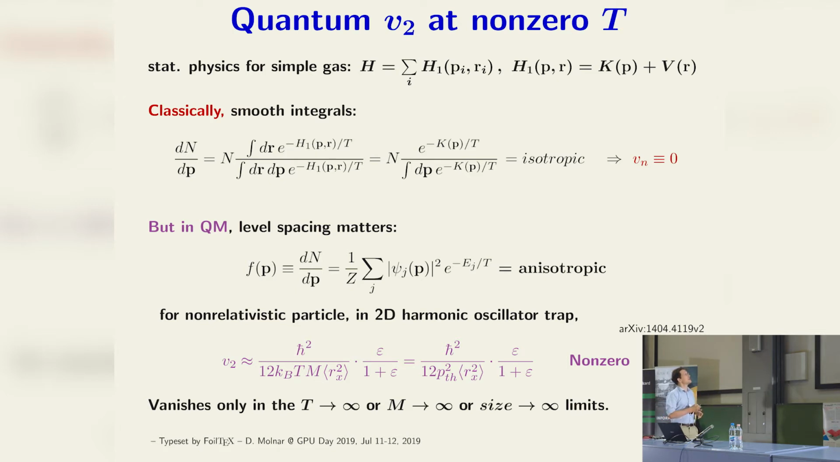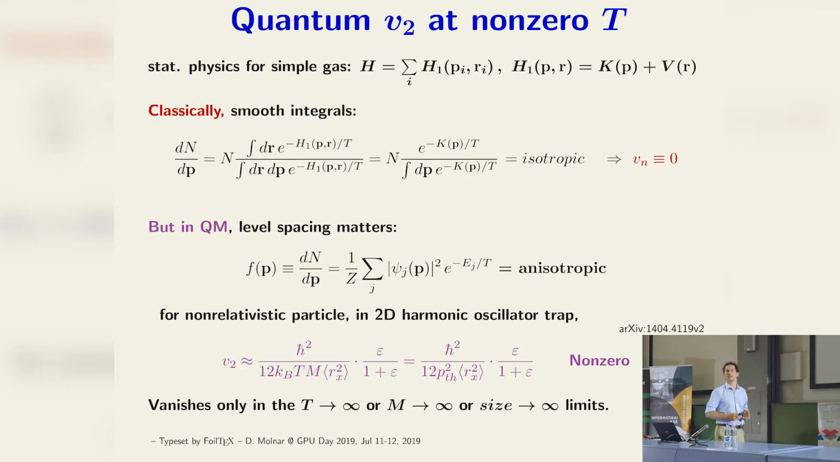But if you do it correctly, in quantum mechanics, you have to sum over energy levels. So instead of doing these integrals, you sum over all states of the system with a Boltzmann weight and put in here, in momentum space, the wave function squared. This sum is, in general, anisotropic, but it's hard to do, except in some cases, non-relativistic particle, two-dimensional oscillator trap, we can actually do this analytically, and in the end, after some calculations, which I'm skipping here, you find a non-zero V2, which depends on inverse temperature, inverse mass, inverse length squared, and it's proportional roughly to eccentricity.